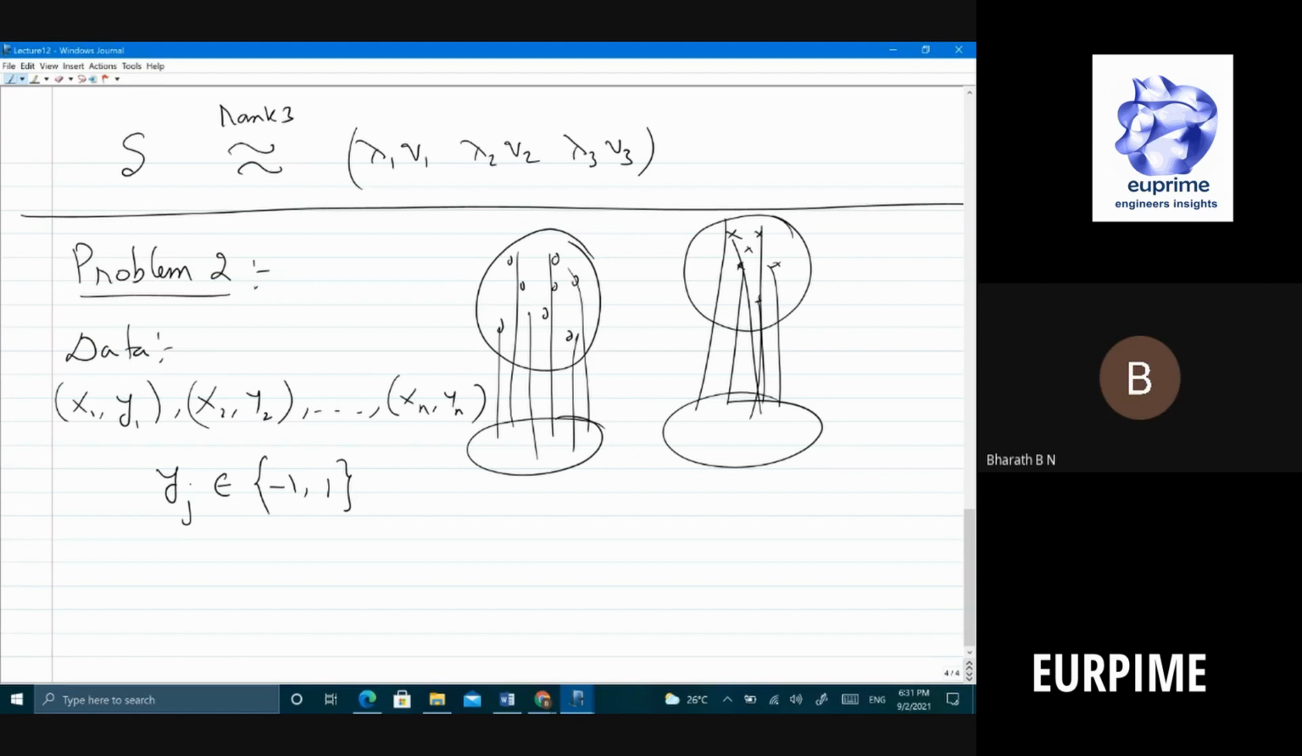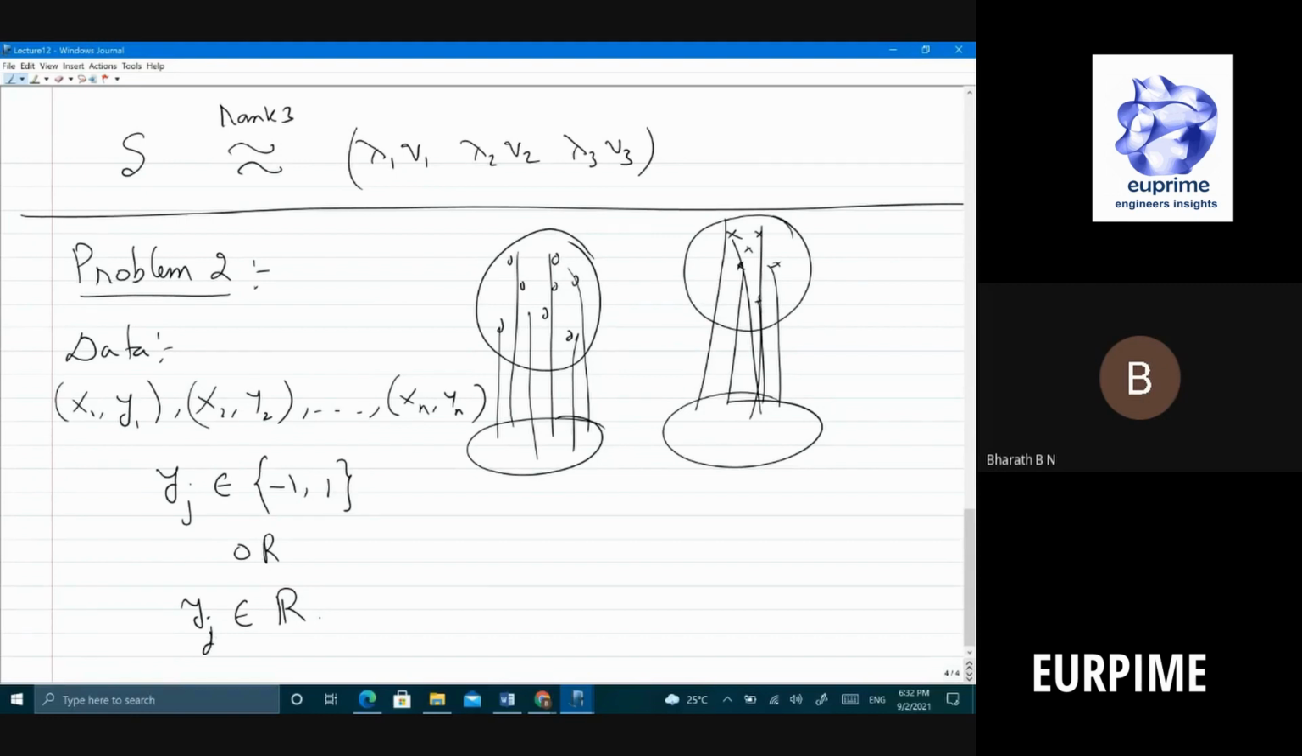So given x1 through xn, I want to project onto a lower dimension, yet make sure that the classes remain far apart. So how do you ensure that this is achieved? What is the problem that you will solve? I'll also say yj could be in R if you are looking at regression problems, like house pricing and so on. It doesn't matter.